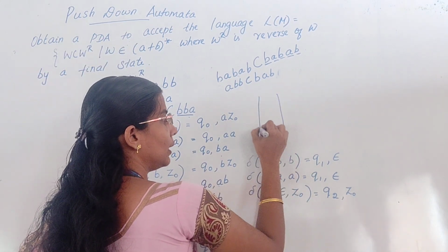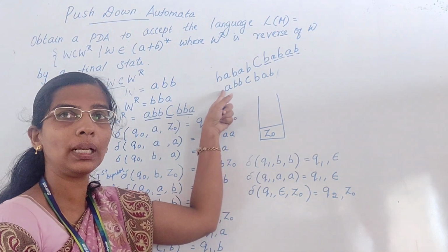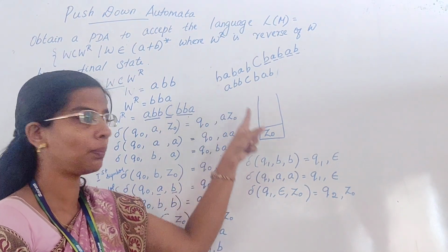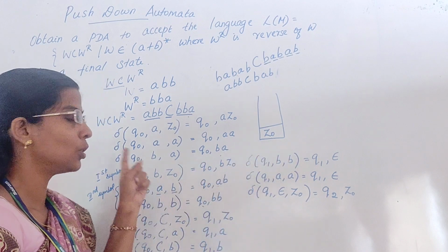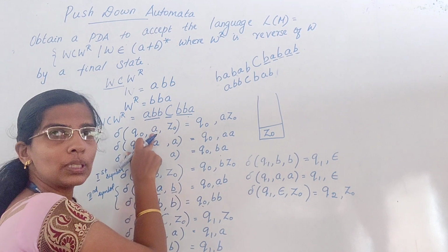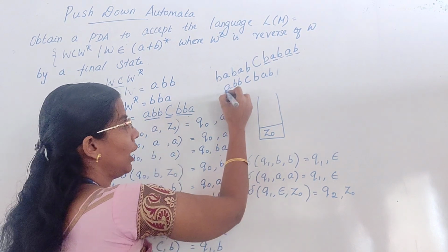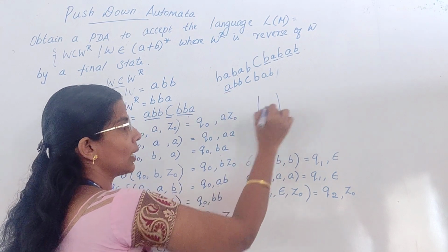Z naught indicates stack is empty. What is the first input symbol? A. First input symbol is A and stack is empty. So which transition will I be using? Stack is empty and first input symbol is A. So what should I do? I have to push. I will push this A into my stack.